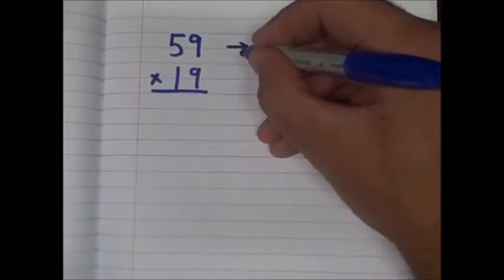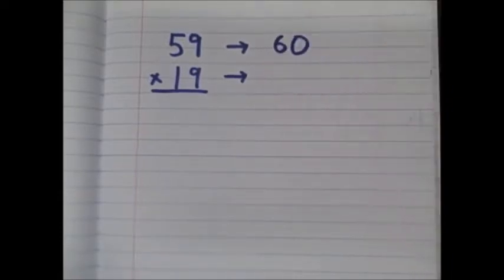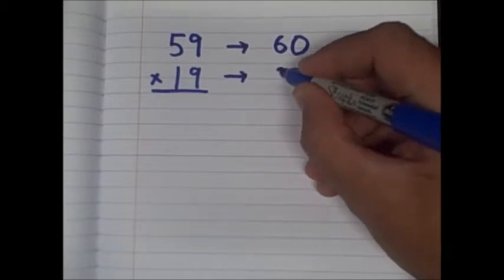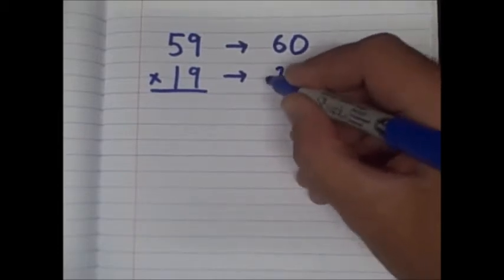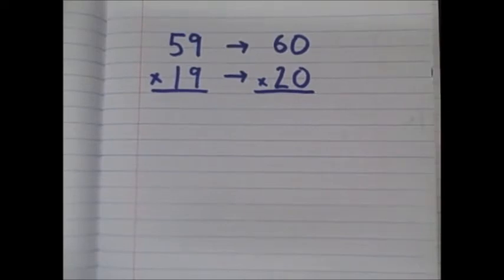The best case would be to round one or both of the factors, in this case to the nearest 10. Obviously 59 is closer to 60 than it is to 50, and 19 would round up to 20. In this case, we rounded both factors up, so we are finding what's called an overestimate.